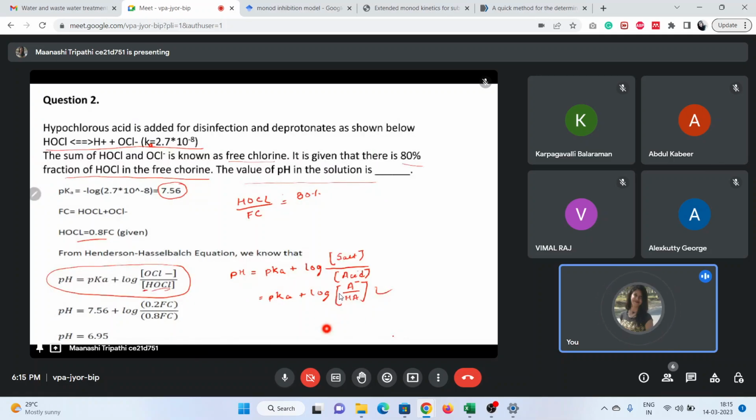Most common use of this equation is to prepare a buffer solution. When we want to prepare a buffer for anything, we use such equations. So when we put this in the equation, when HOCl is 0.8, what is OCl-? 1 minus 0.8, 0.2 Fc. So this is what we got for pH. Okay. Any doubt in this question?